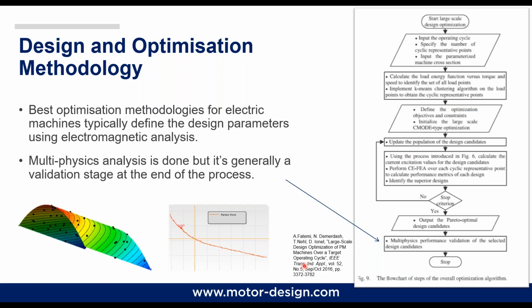So here, on the right, you can see these graphs taken from a recent publication, in 2016, which represent a modern cutting edge design optimization procedure. And you can see here that they do a large scale design optimization, performing only electromagnetic optimization to evaluate the design parameters. The multiphysics performance validation is performed just right at the end of the process. So after we performed our optimization, we just check with the multiphysics analysis that the machine is behaving as we are expecting, basically. So we are not really performing a complete optimization on the machine.